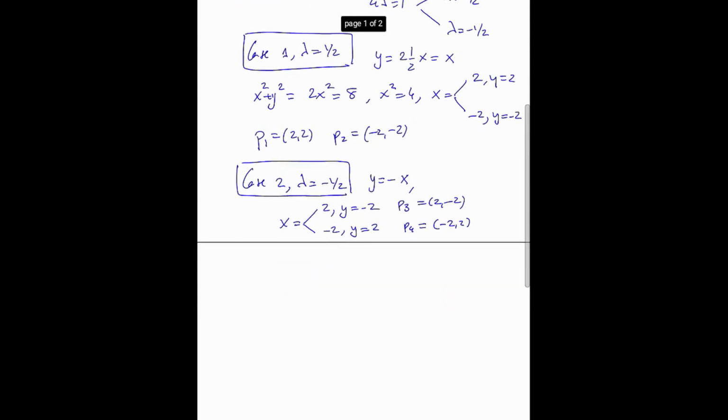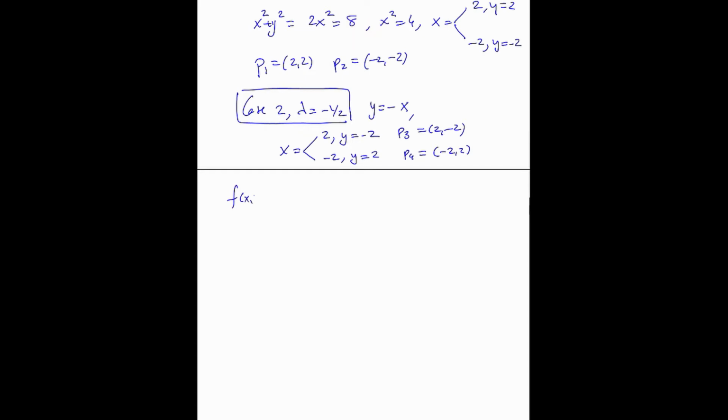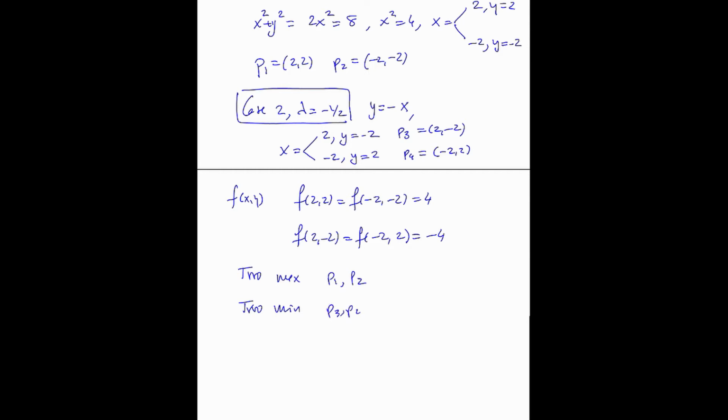Now we go back to the function f(x,y), and we check. f of (2, 2) equals f of (minus 2, minus 2) equals 4, and f of (2, minus 2) equals f of (minus 2, 2) equals minus 4. So we have two maxima at the points P1 and P2, and two minima at the points P3 and P4. Now, what is the meaning of lambda here? Well, we got two values for lambda. In the first case, lambda was equal to 1/2, and here lambda was equal to minus 1/2.